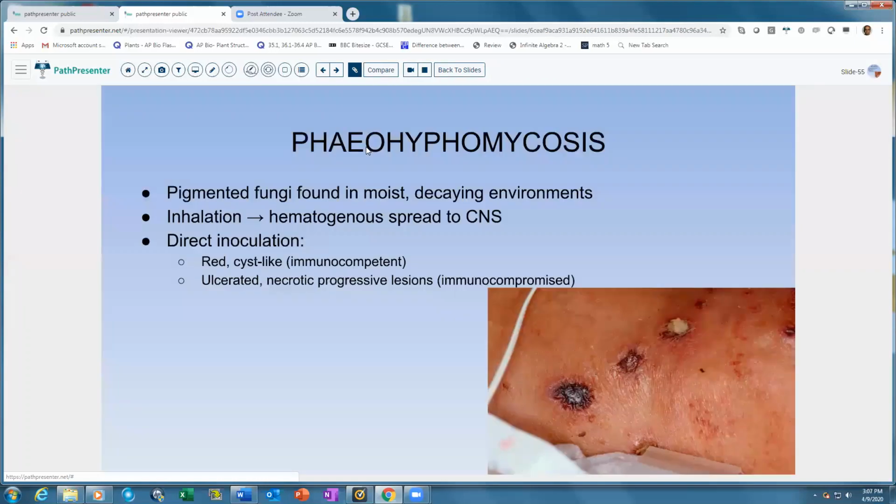So moving on now to the phaeohyphomycosis, we already talked about the immunohistochemistry. Clinically they present with ulcerated, necrotic, progressive lesions in the immunocompromised, or red cyst-like lesions in the immunocompetent host.